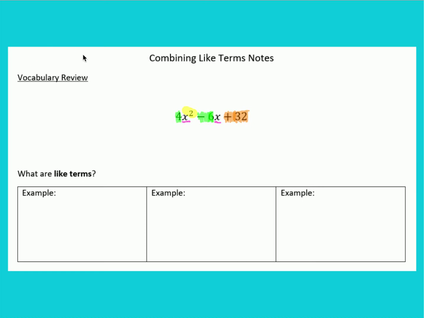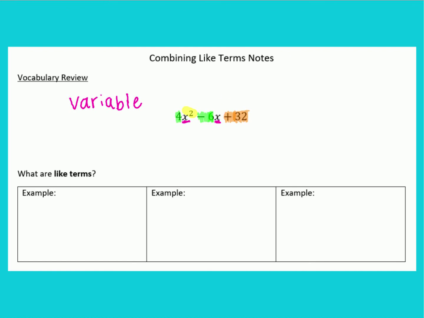So to start off, we're going to look at a review of some of our vocabulary that's going to be helping us through this unit. So the first thing that we want to remember is variable, and a variable is an unknown value, and it's usually represented by a letter. So those are those X's that I have underlined in pink there.